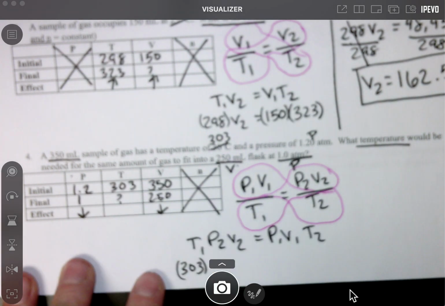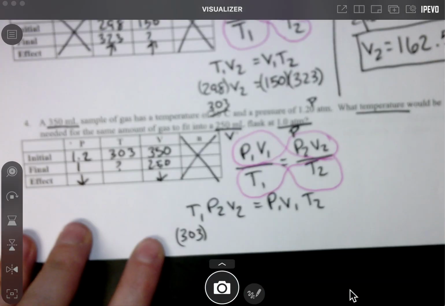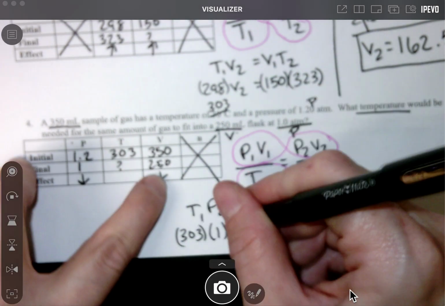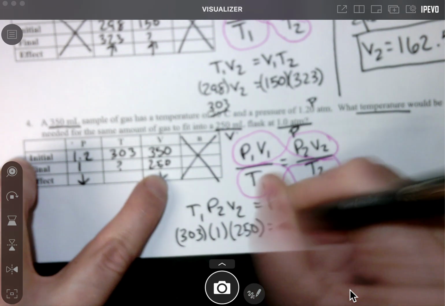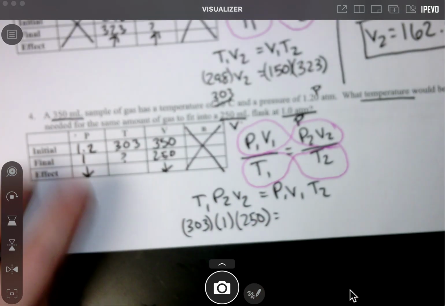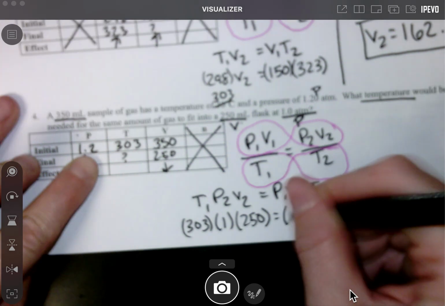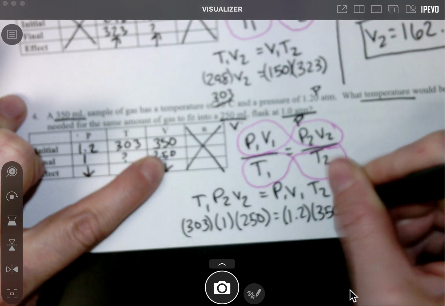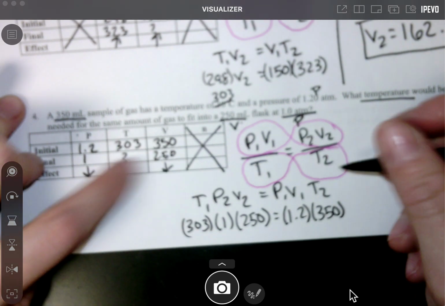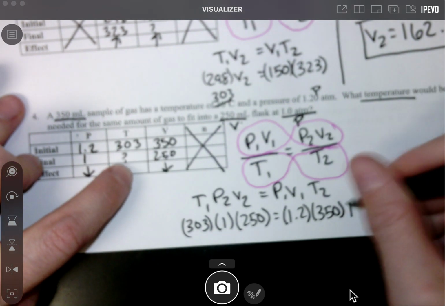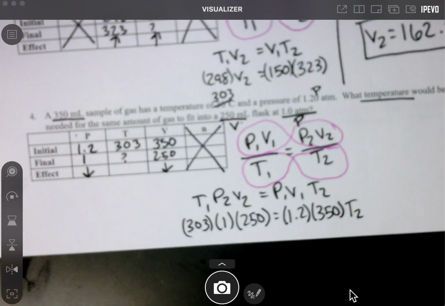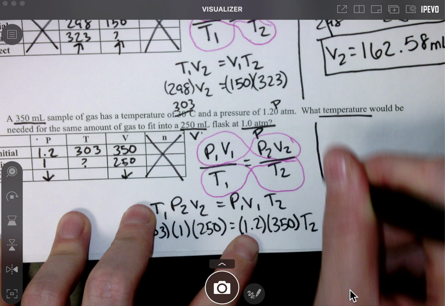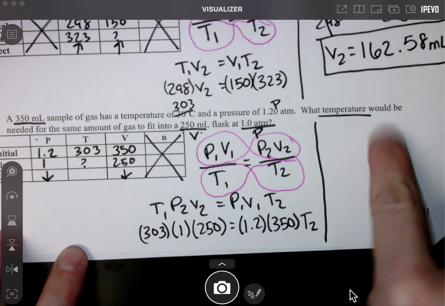So 303 is my initial temperature. My final pressure is 1. My final volume is 250. And on the right side of the equation, my initial pressure is 1.2. My initial volume is 350. And my final temperature, I do not know, so I'm just going to write T2. So I'm going to solve everything, and again, I've kind of run out of space here, so I'm just going to keep writing up here.